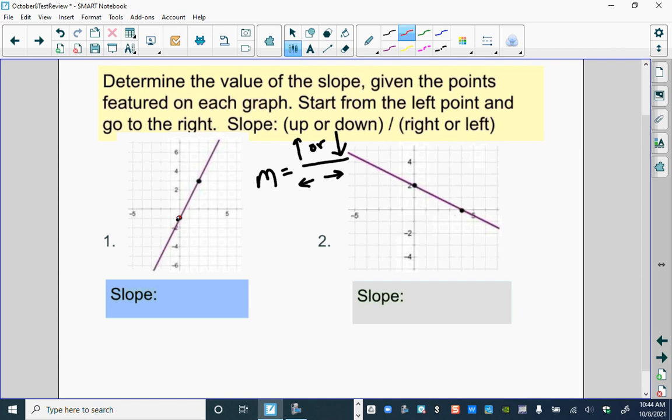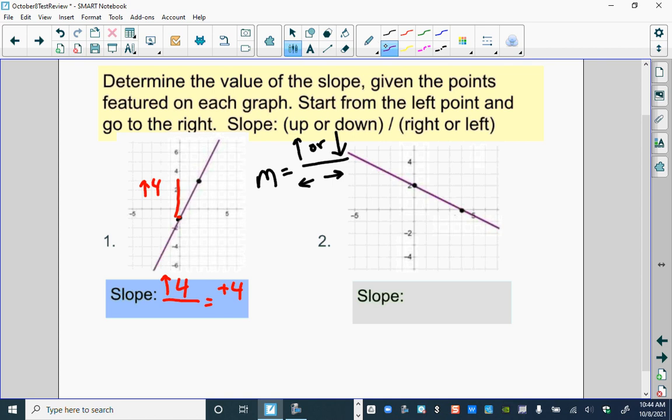Are we going up or down first? How far up, Alex? How far up are we going to go? 4. Went up 4. So in our numerator, plus 4, going up 4 is our numerator. Up or down is the numerator. Now going up, is that positive or negative? Positive 4.